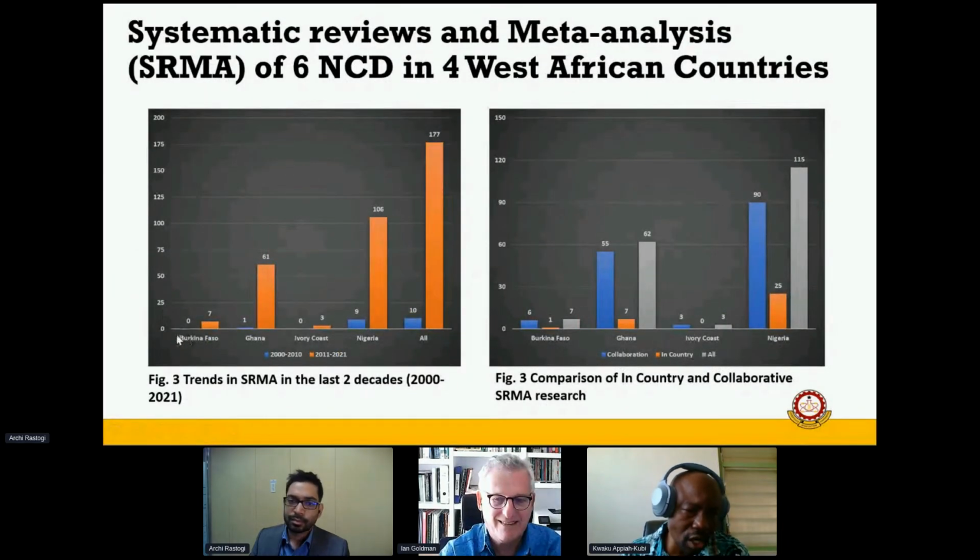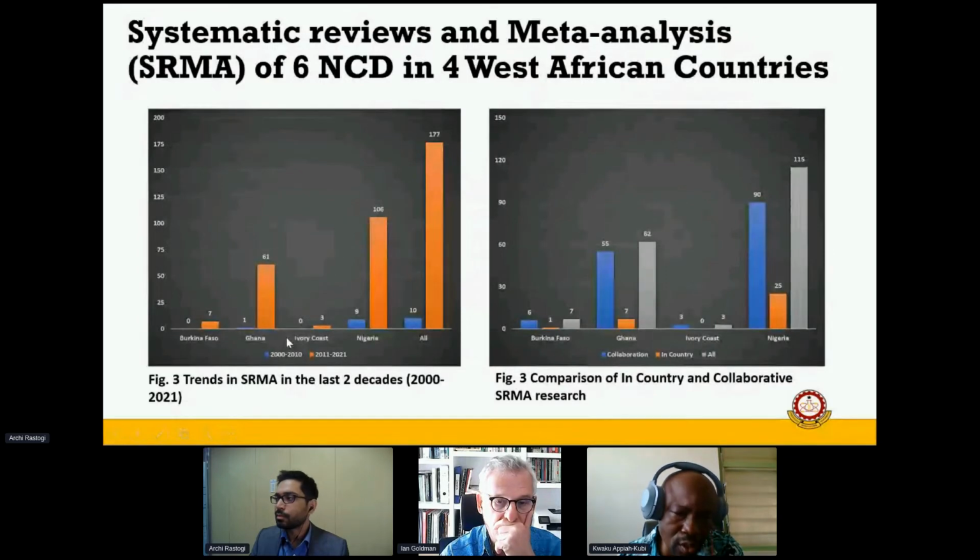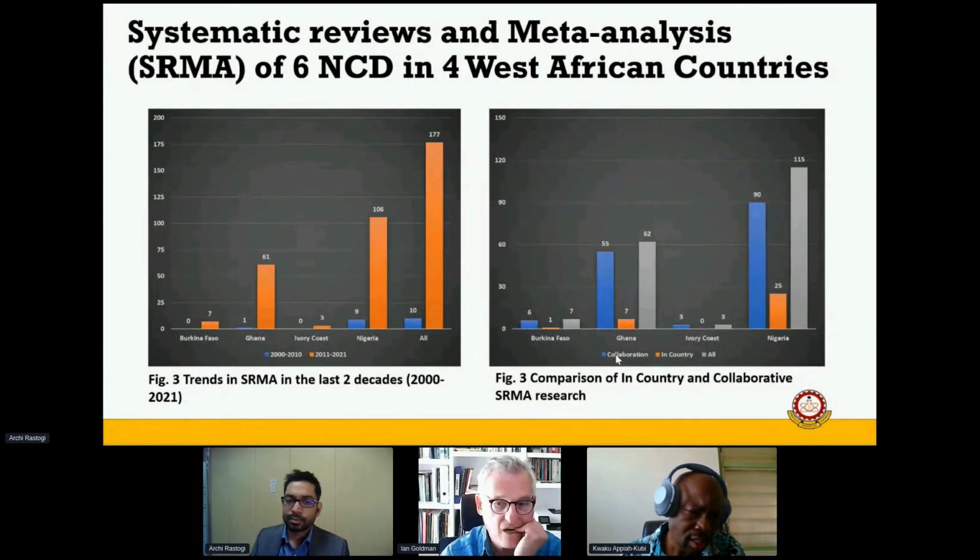Now to assess collaboration, this is what you will see. The bulk of the research was done via collaboration, as you can see in blue. Then for years, the bulk of the research was done in the last 2 decades.